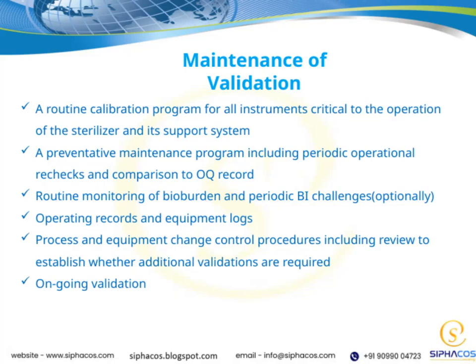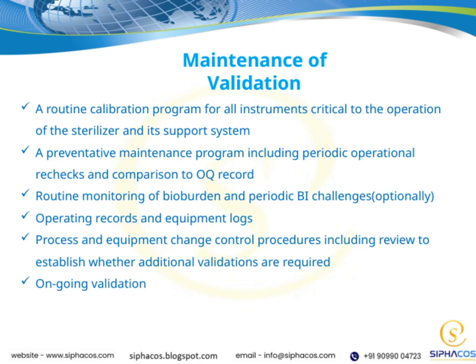Let's take a closer look at some of the key components involved in maintaining the effectiveness and reliability of sterilizer operations. First, we have a routine calibration program for all instruments that are critical to the sterilizer and its support system. This is essential because accurate measurements ensure that sterilization processes meet the required standards consistently. Next, there's a preventative maintenance program, which includes periodic operational rechecks and comparisons to the original qualification records. This proactive approach helps us catch potential issues early before they impact sterilization effectiveness.